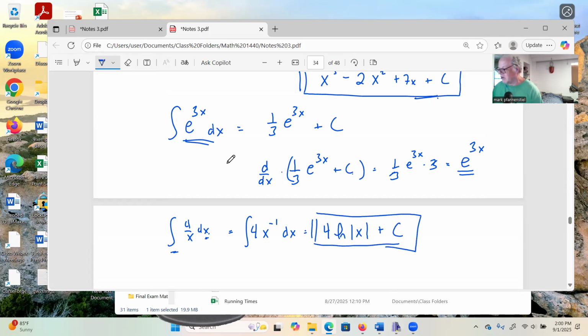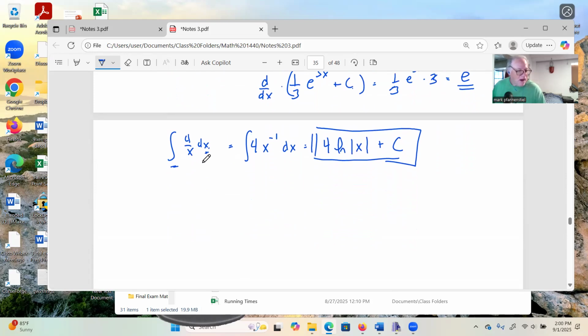Okay, we're going to do a couple more, but here we go. Let's go ahead and try it when we have limits of integration. So I'm going to go ahead and say this is the integral from 1 to 3 of 2x minus 5 dx. Okay, so right now we just integrate this as normal.